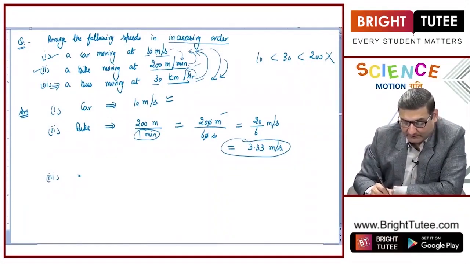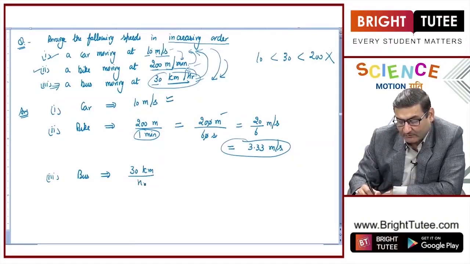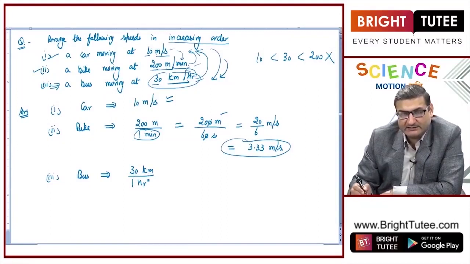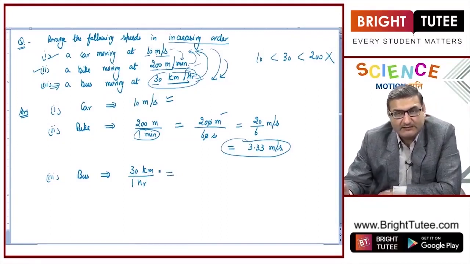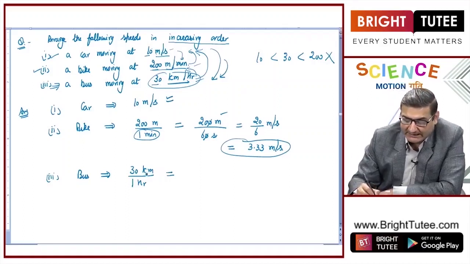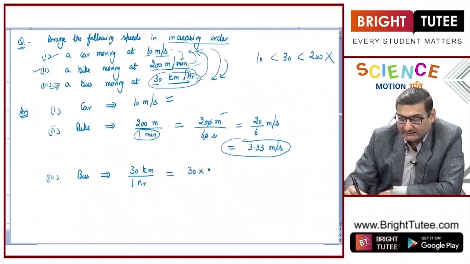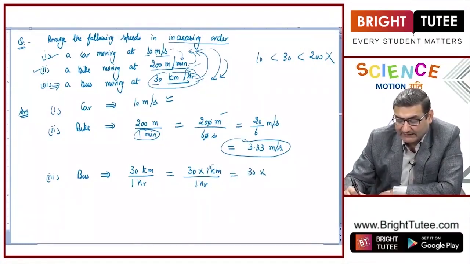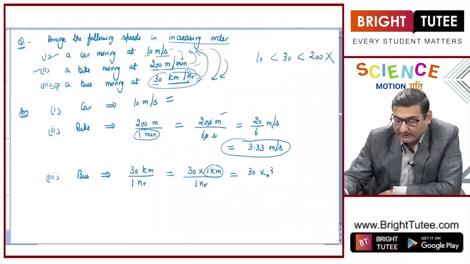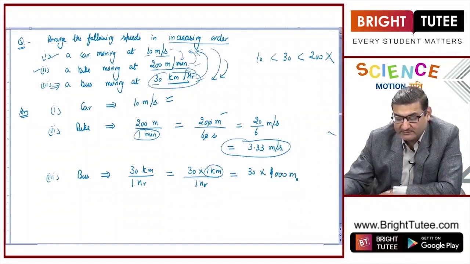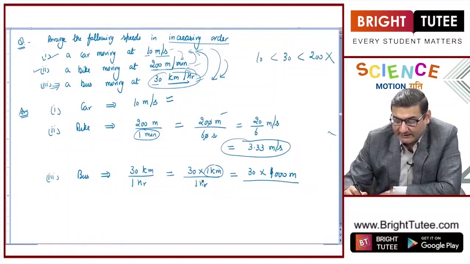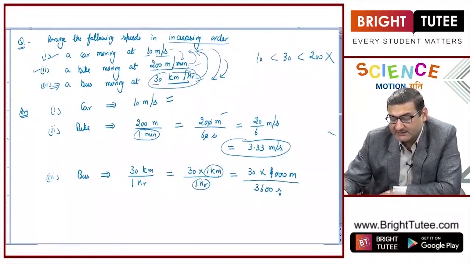Third case, I am talking about the bus which is moving at a speed of 30 kilometers per hour. Now, 30 kilometers per hour I can express as 30 kilometers divided by 1 hour. I require these units to get converted into meter per second, right? So, I can write 30 kilometers as 30 into 1 kilometer divided by 1 hour. Now, rather than writing 1 kilometer, I know that in 1 kilometer there are 1000 meters. So, I have converted this kilometer into meters, divided by, in 1 hour there are 3600 seconds. So, I will write 3600 seconds instead of writing 1 hour.